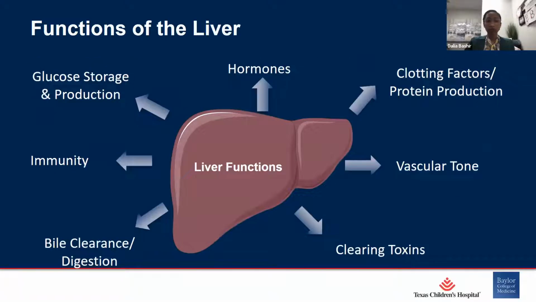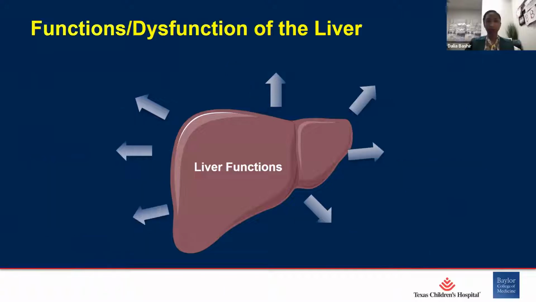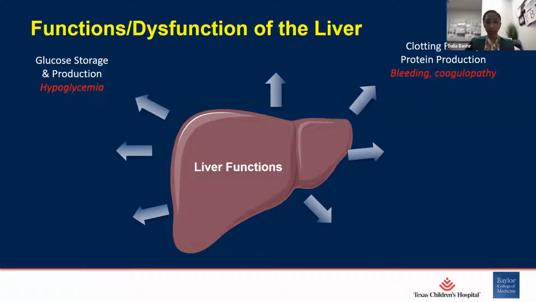So the liver, as we know, is a vital organ and is tasked with multiple functions in the body. It's the main source of our glucose storage and production, and our clotting factors and protein production. It serves as a site for our immune function, maintains our vascular tone, and assists with digestion and bile synthesis and clearance.